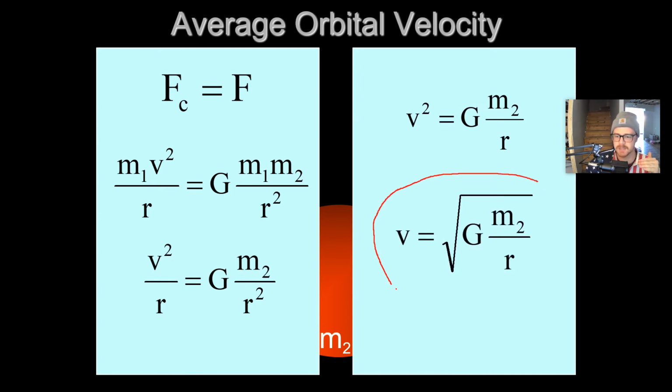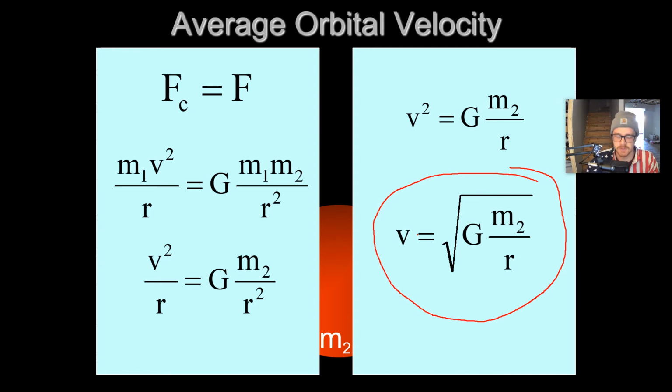What it ends up being is that the velocity of our orbiting object is going to be contingent upon the square root of big G, our universal constant, times the mass of our second object, the one that relatively speaking doesn't move, divided by the distance between them. And using this, we'll be able to figure out just how fast something is moving around another body.